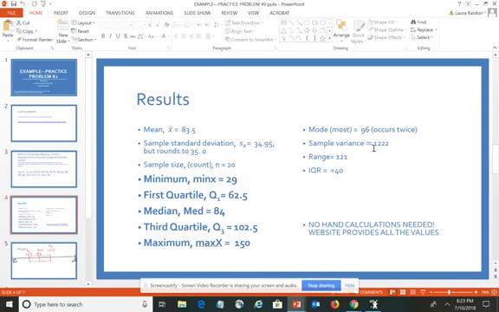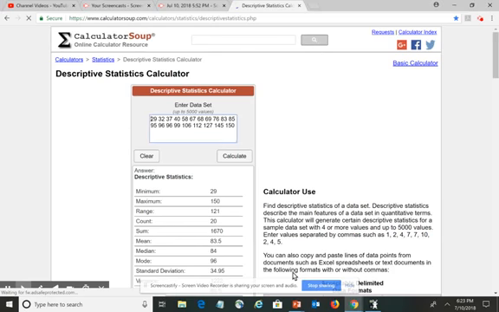It also calculates the sample variance, which would be your sample standard deviation squared. It gives you the range, which would be your maximum minus the minimum. And then it also calculates your IQR. So it's really kind of nice because it does everything for you, and you don't have to do any hand calculations. Let's see if my computer caught up with us so you can see the results.